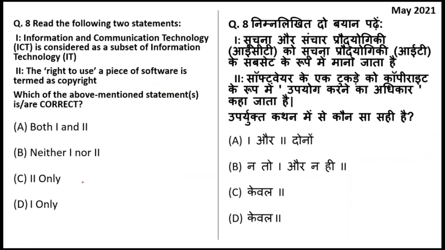Read the following two statements. There are two statements given in this question, and you have to tell if both are correct, or neither are correct, or if second is correct, or if first is correct. So ICT is considered as a subset of IT. This statement is incorrect because the opposite is correct.